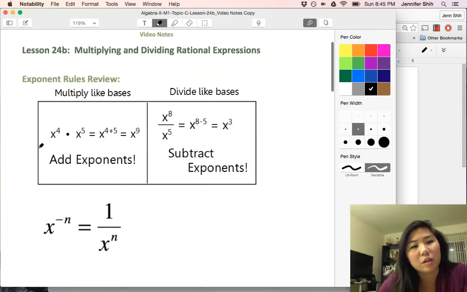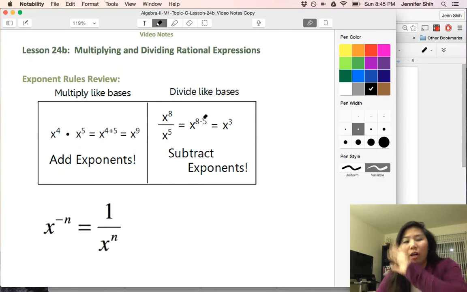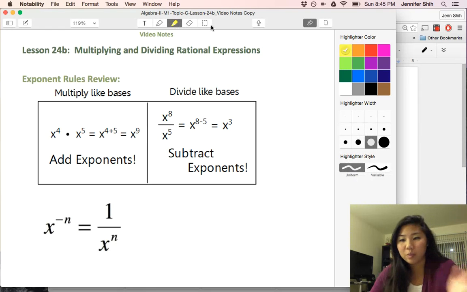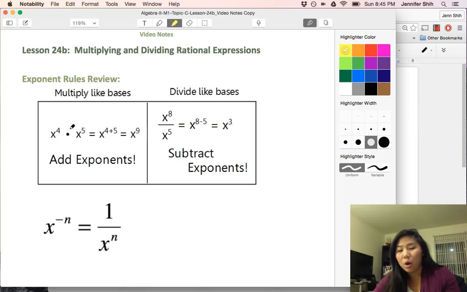The first thing we're going to talk about is our exponent rules, and it's just a little bit of review from whatever previous math course you've taken. We have multiplying with like bases, and we have dividing with like bases. Right now, pause this video and write down multiplying like bases, write down this example, and write down that you are going to add the exponents, versus dividing like bases.